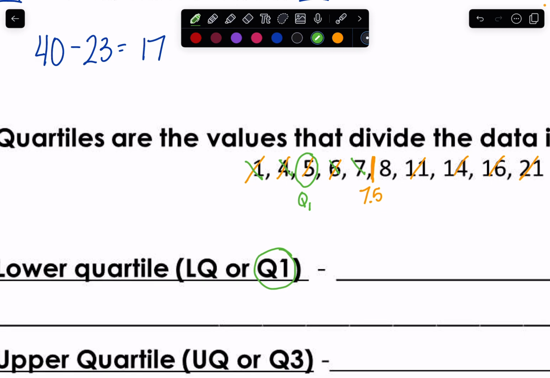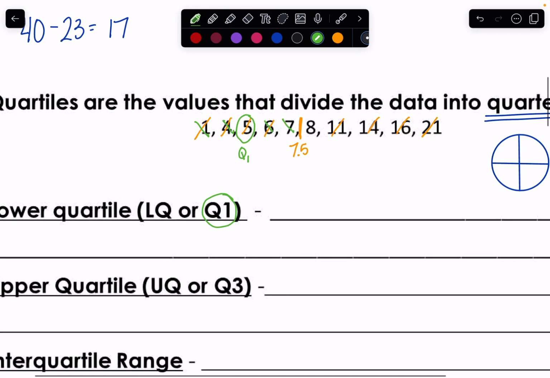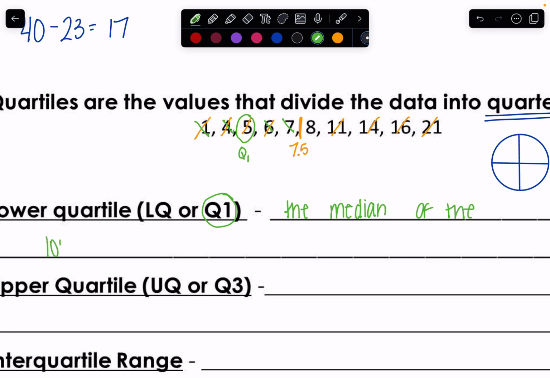So it's the same thing. We know how to cut data in half. We know how to find the median. Now we're taking it one step further. We're cutting the first half in half, right? That's 1/4 of the way through. Then we'll cut the second half in half. That's 75% of the way through. So we can fill out a couple things about my lower quartile. We can say that the lower quartile is the median. Remember, median just means middle. So it's the median of the lower half.